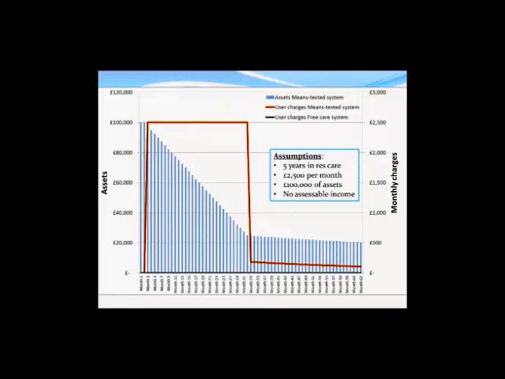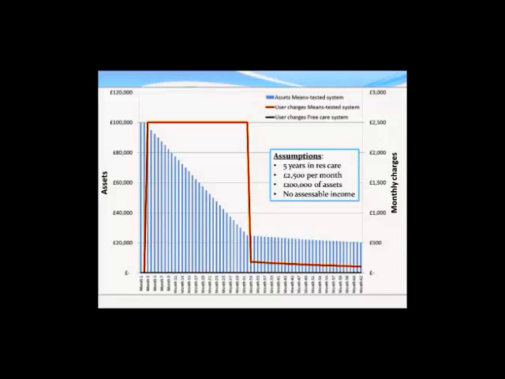Mrs. Smith is in the community, needs to go into residential care, something happens, and we're following her for 62 months, and in the second month she goes into residential care. She's got £100,000 worth of assets. She doesn't have accessible income, and she's going to stay in residential care for 5 years. The residential care home costs £1,500, an average sort of residential care.